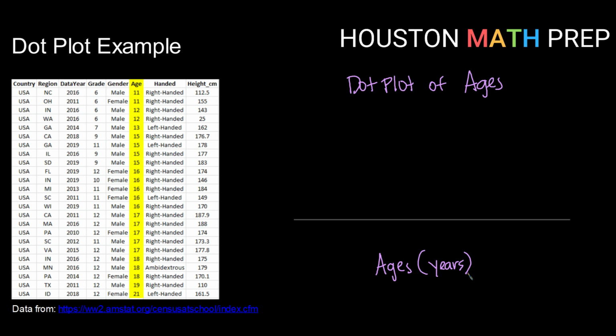Okay guys, the next thing that I need is to put my ages on the number line. And if I'm missing a value, I still want to make sure that I have everything from my lowest value up to my highest value. Don't skip any values. So my lowest value is 11, and I need to get all the way up to 21. So I have 11, 12, 13, 14, 15, 16, 17, 18, 19, 20, 21.